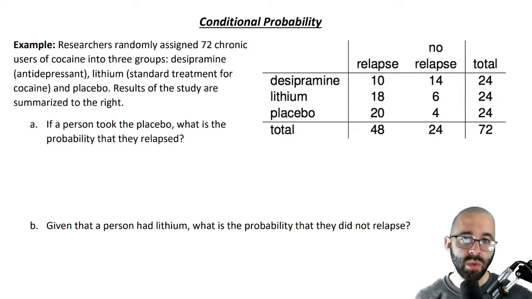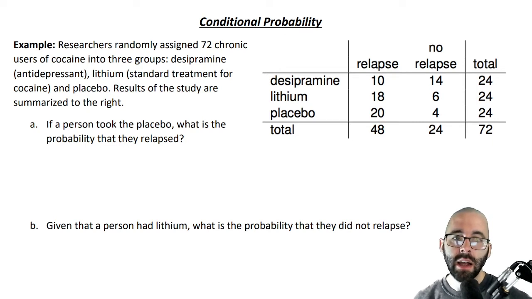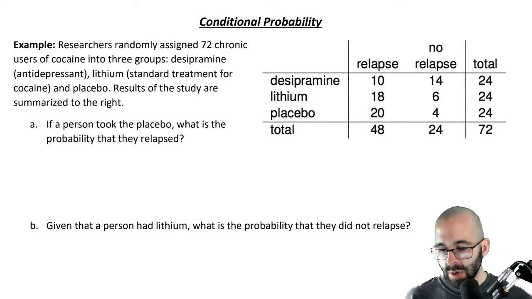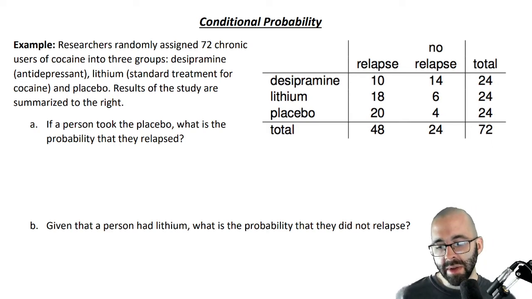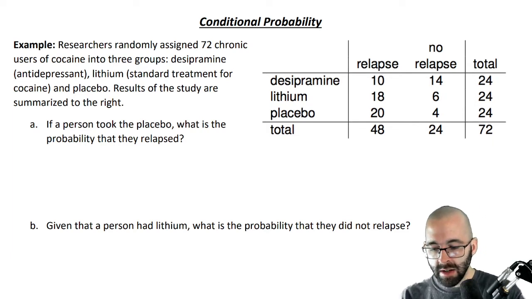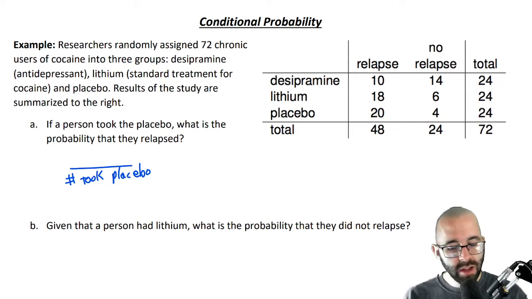Let's go back to this example with the 72 chronic cocaine users with the 3 treatment groups. One of them is a placebo, and we have a summary in our contingency table over here on the right. So if the person took the placebo, what's the probability that they relapsed? This is conditional probability. We're assuming the person took the placebo. We're only looking at how many people took the placebo. So out of all the people that took the placebo, what percentage of them relapsed?